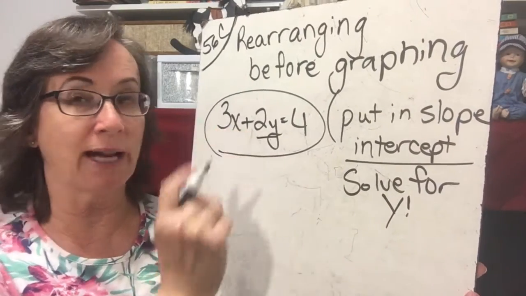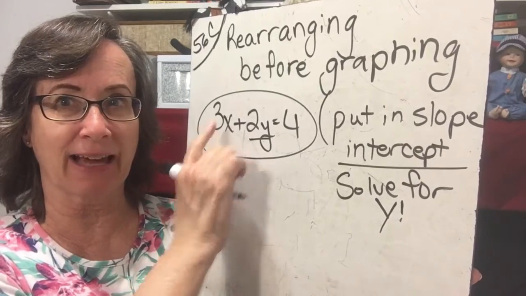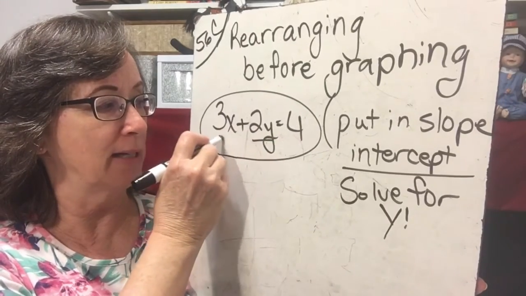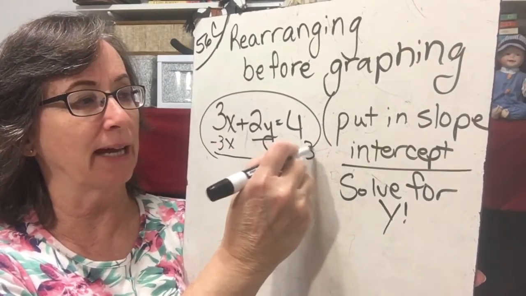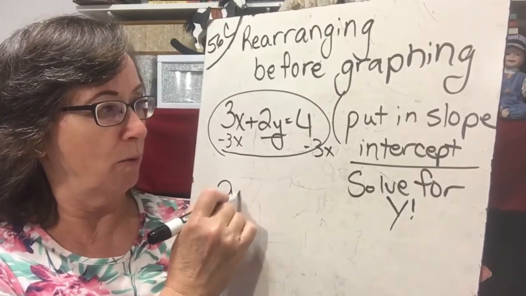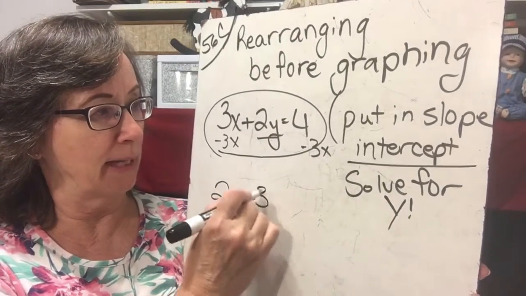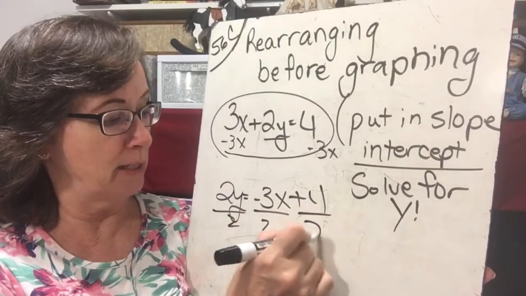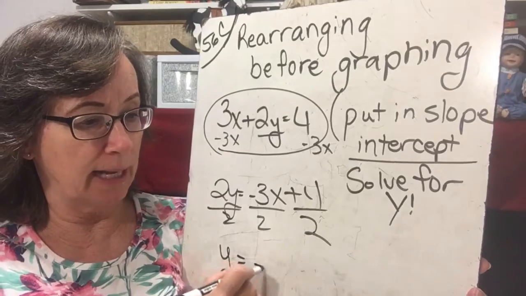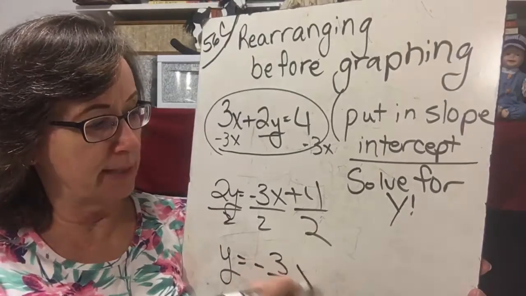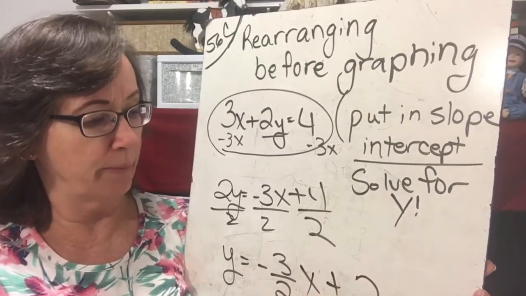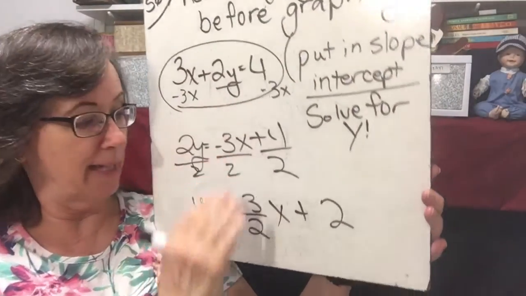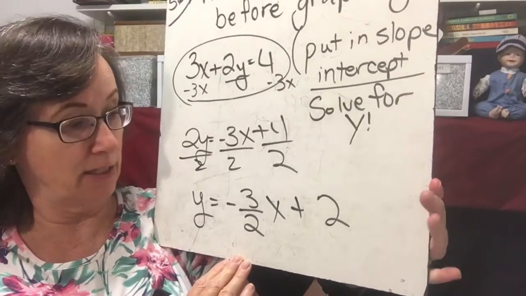So I want to get the y term on the left, so I'm going to send this guy over across the equal sign. And when I do that, it becomes a minus 3x and a minus 3x over here. So I get 2y equals negative 3x plus 4. Divide by 2, divide by 2, divide by 2. y equals negative 3 halves x plus 2. Okay, so our equation that we started with is now in slope-intercept form and easier to graph.